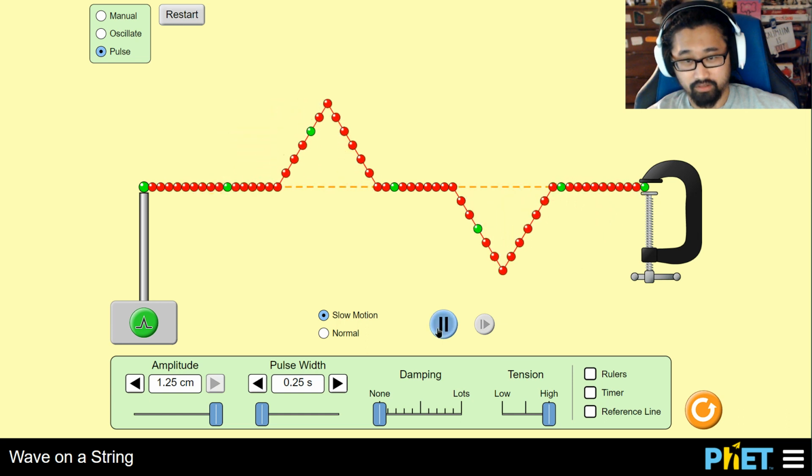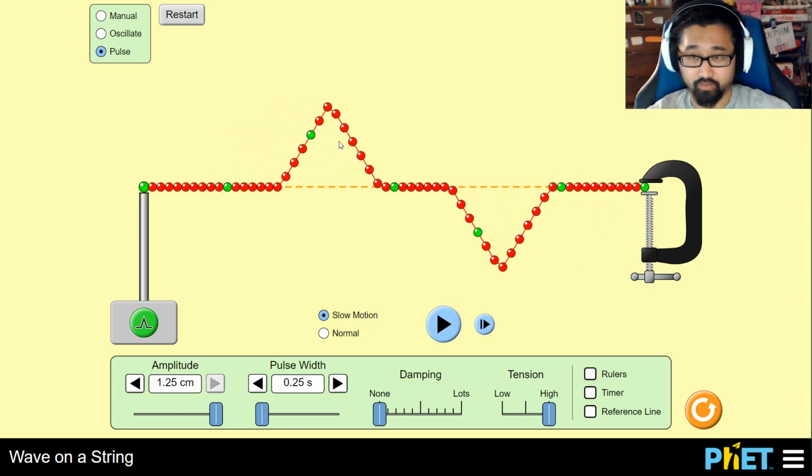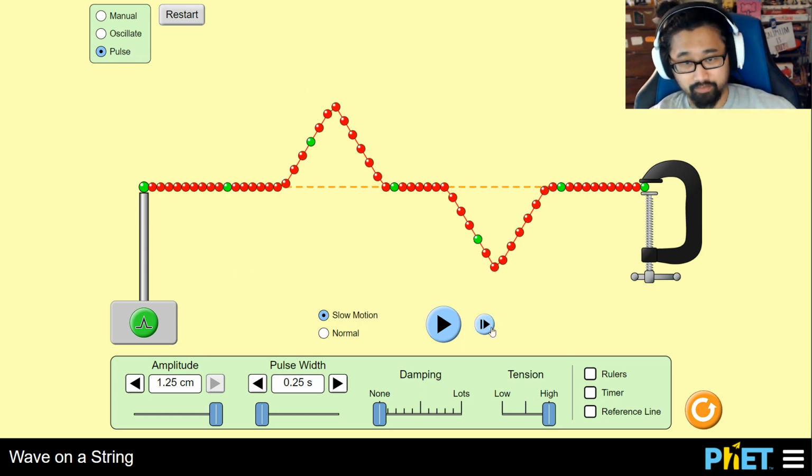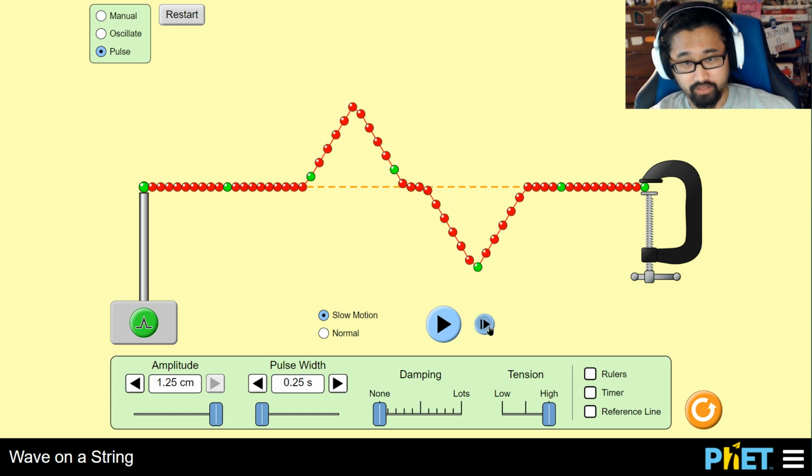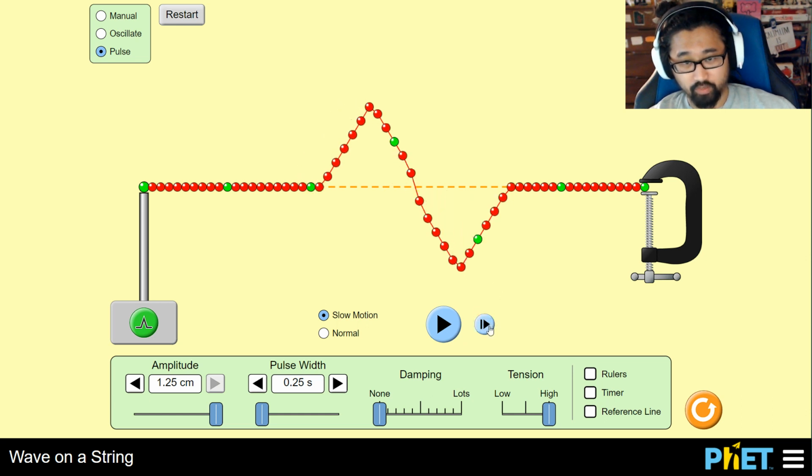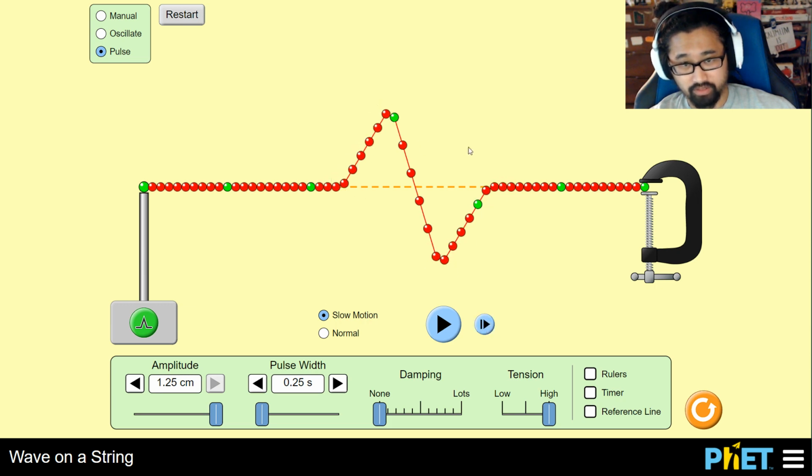So again, I have one on the top going this way, and I have one on the bottom going the other way. If I go frame by frame, you'll see that the one on top is continuing to the right. It's trying to continue to the right. The one on the bottom is still going to the left.